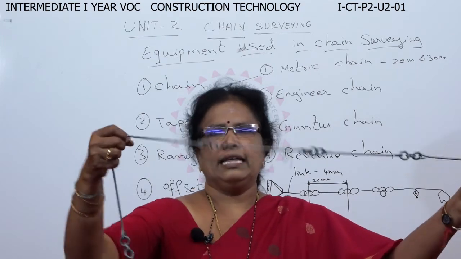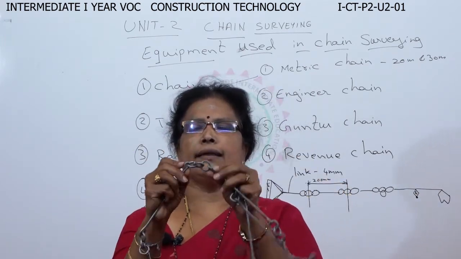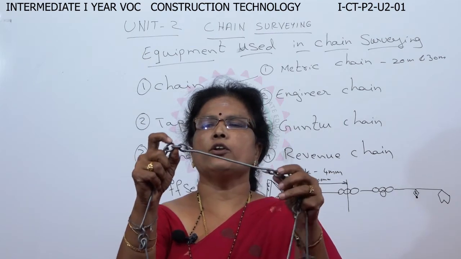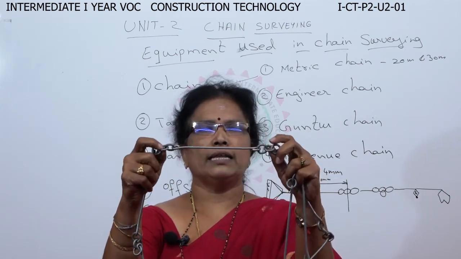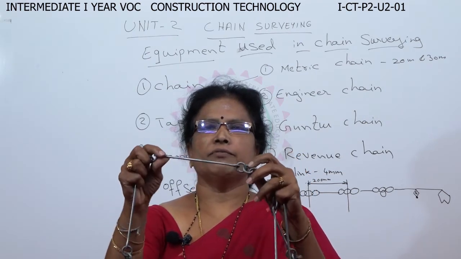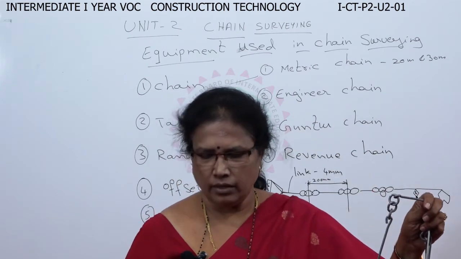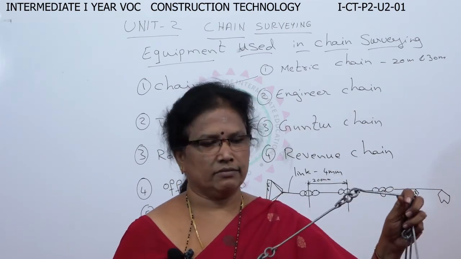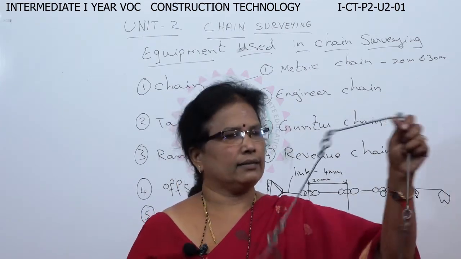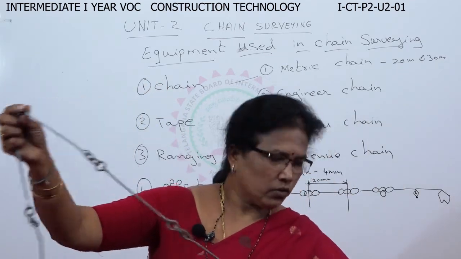You have links like this. Each link is attached with 3 rings. From the center of this link to the center of the next link, it is 200 mm. 200 mm means for 1 meter, how many links will you have? You will have 5 links. 5 links for 1 meter, like this. Say 1, 2, 3, 4, 5.